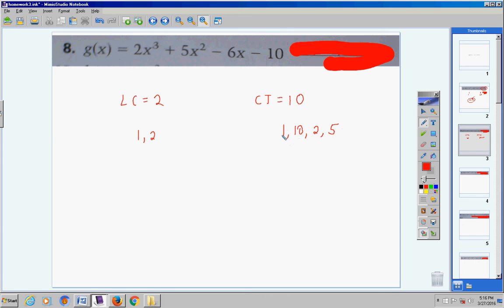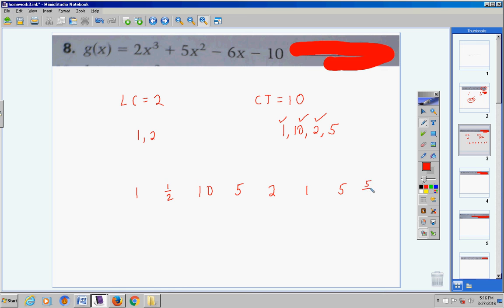Now you take each one of these numbers and put them over these numbers over here. So 1 over 1 and 1 over 2. Check off your 1. Now 10 over 1. 10 over 2 is the same thing as 5. Check off your 10. 2 over 1 is 2. And 2 over 2 is 1. Check off your 2. 5 over 1 is 5. 5 over 2 is 5 halves.